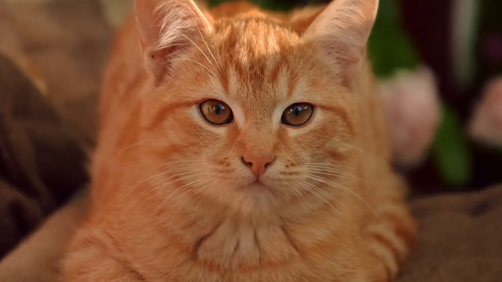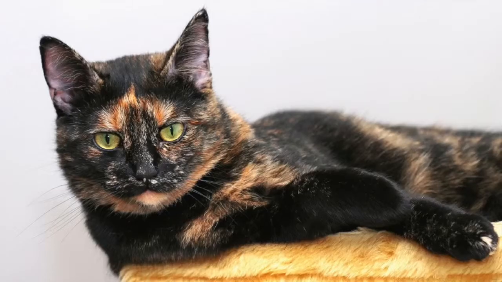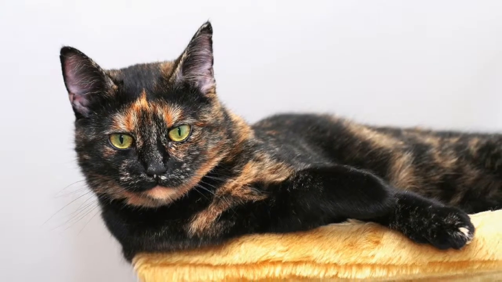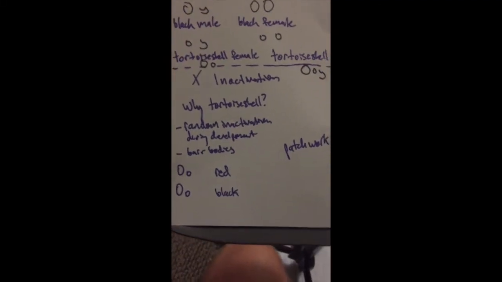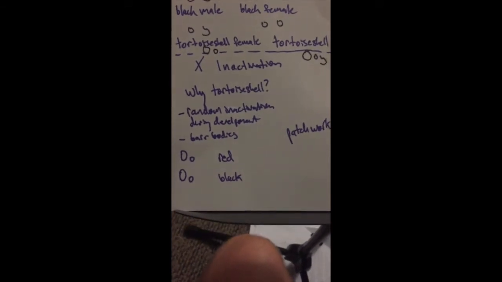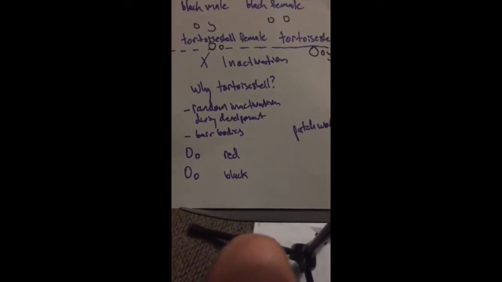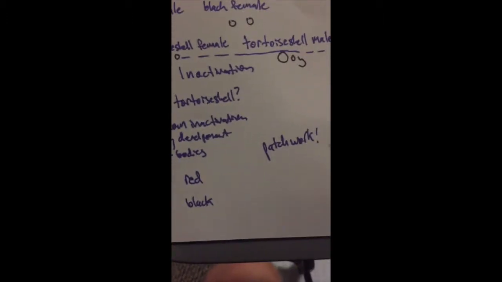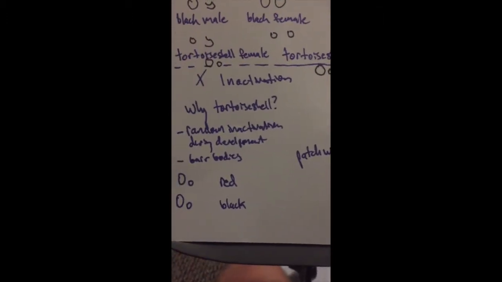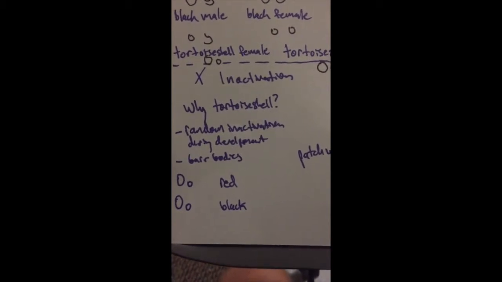So here's a picture of what a red cat looks like, and there's the tortoiseshell, the heterozygote female. So why does the tortoiseshell look like that patchwork pattern? Because of X inactivation. During the organism's development, each cell inactivates one of its X chromosomes to create a Barr body.